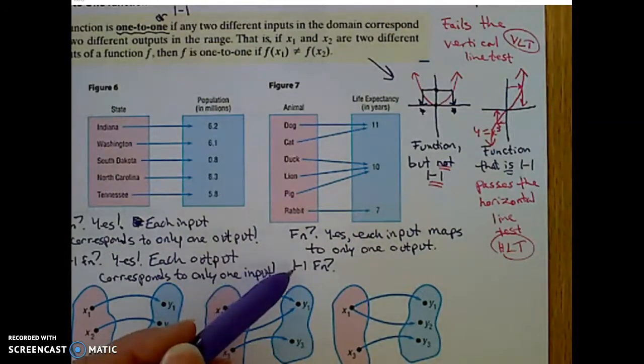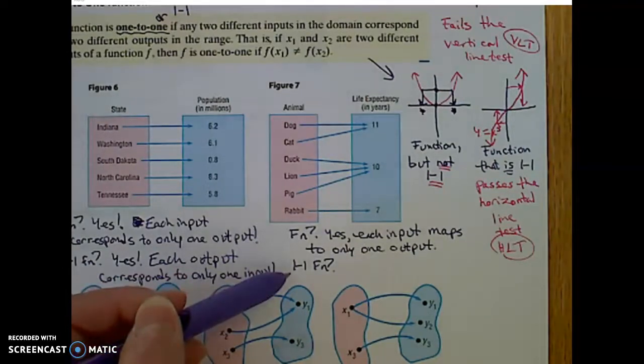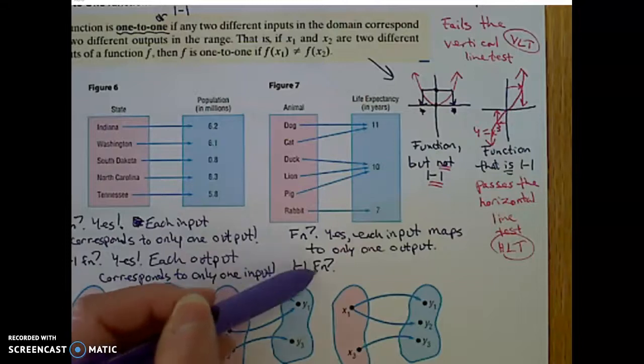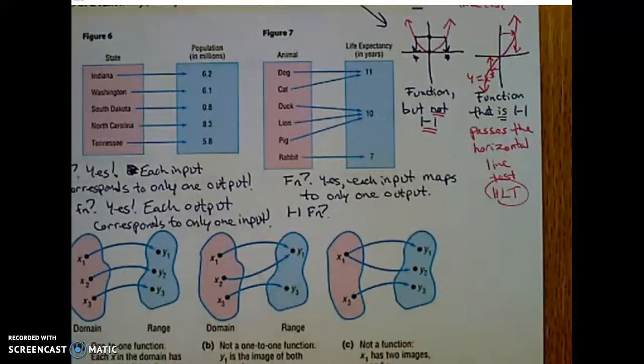Now decide, is this a one-to-one function? I do want to say if it's not a function, you wouldn't even go any further. One-to-one implies it's a function. So if it's not a function, you would never be asked, is it one-to-one? Alrighty, so it is a function. Is it a one-to-one function?